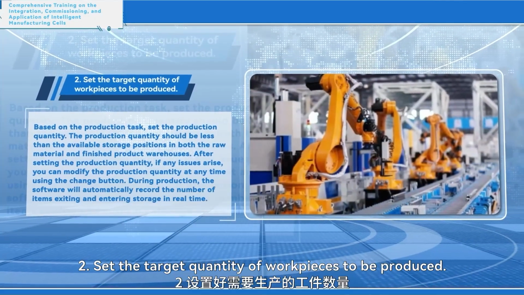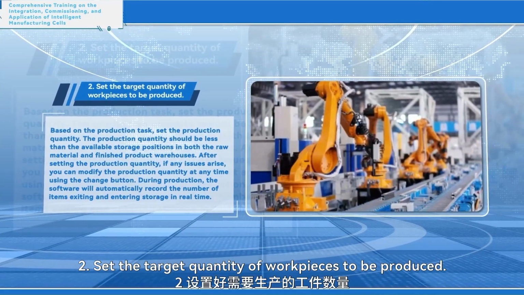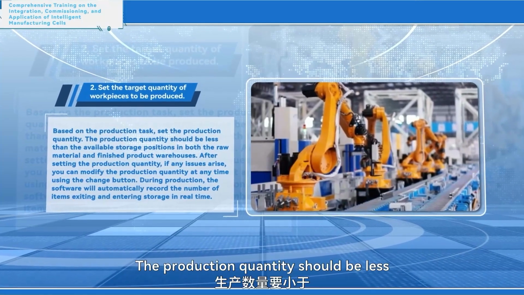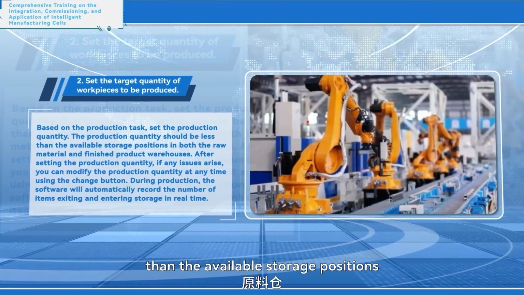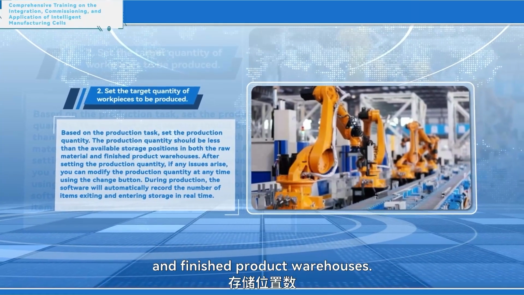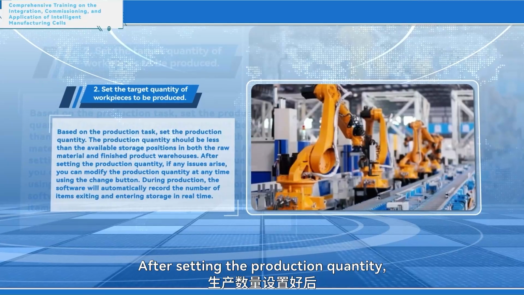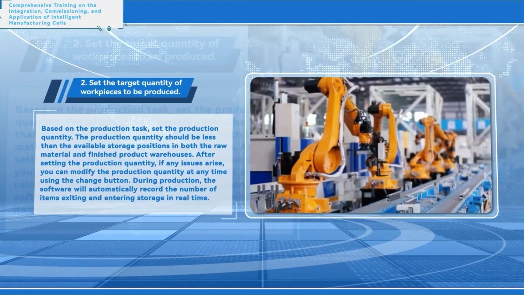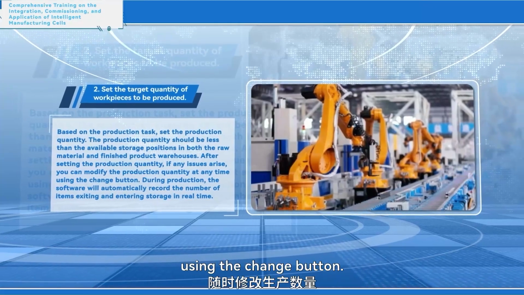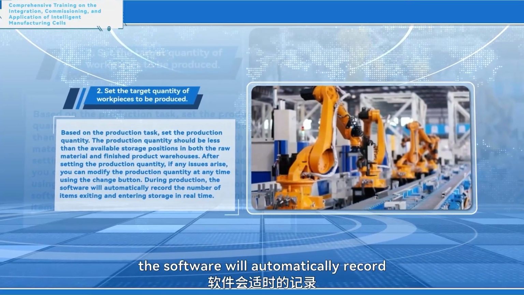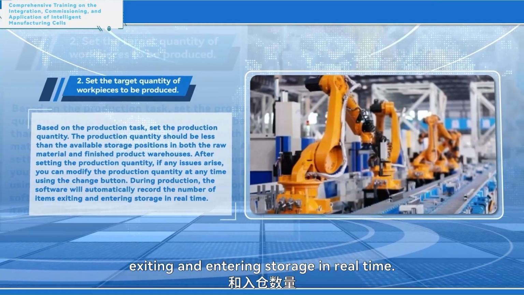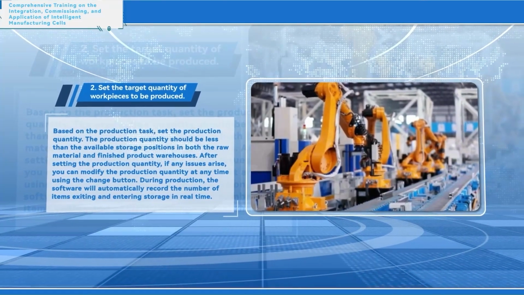2. Set the target quantity of workpieces to be produced. Based on the production task, set the production quantity. The production quantity should be less than the available storage positions in both the raw material and finished product warehouses. After setting the production quantity, if any issues arise, you can modify the production quantity at any time using the change button. During production, the software will automatically record the number of items exiting and entering storage in real time.